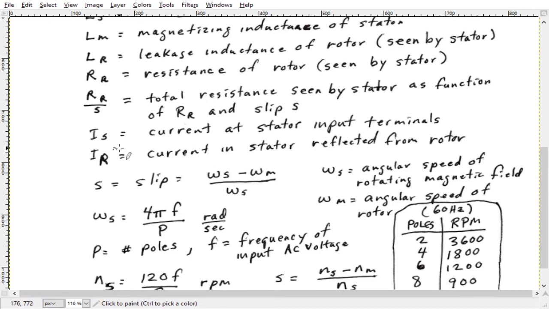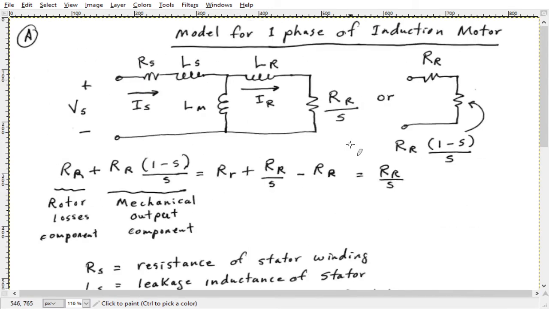So let's talk a little bit more about these up here. Here is the current that's flowing in the stator. Of course, this current is always also part of the stator, but this is current that's caused by things happening with the rotor. Now let's look at some situations here.